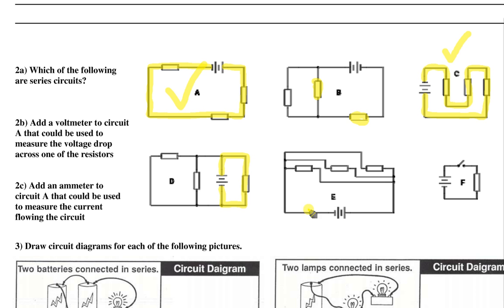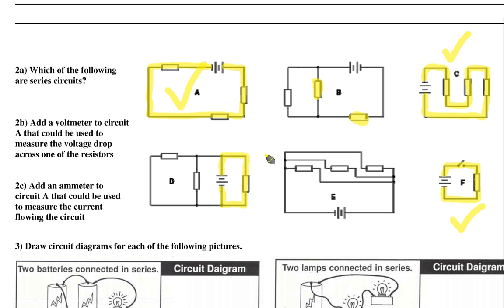E, again, so if I follow that through, I could go through one loop, or I could go through the other resistor, or I could go through the third one there. There's three different options, so those are in parallel with each other. And F, even though there's a switch here, when the switch is closed, we can go through this in one loop, one go. So yes, this is a series circuit too. So A, C, and F are our series circuits.